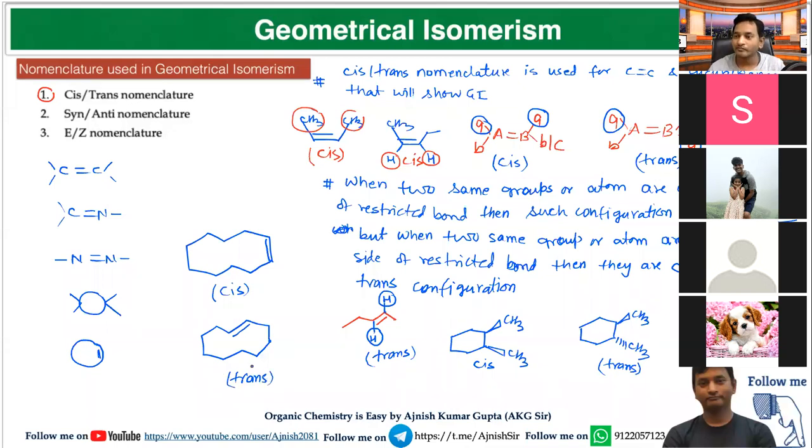Is it clear? Yes, sir. So this cis-trans nomenclature is used in three cases. First, carbon-carbon double bond in an open chain. Second, cycloalkane. And third, carbon-carbon double bond in a ring; the double bond may be inside the ring or outside the ring. And cycloalkane. Is it clear? Yes, sir.